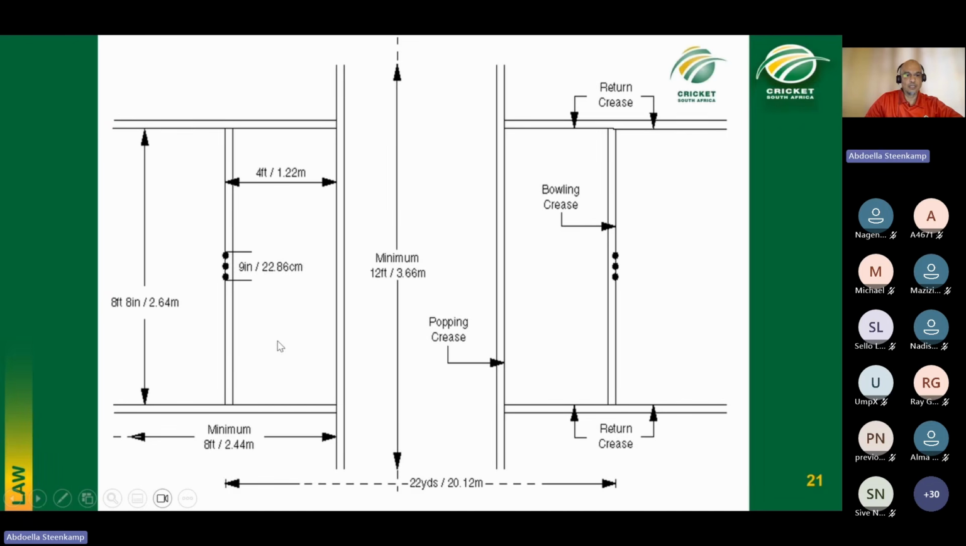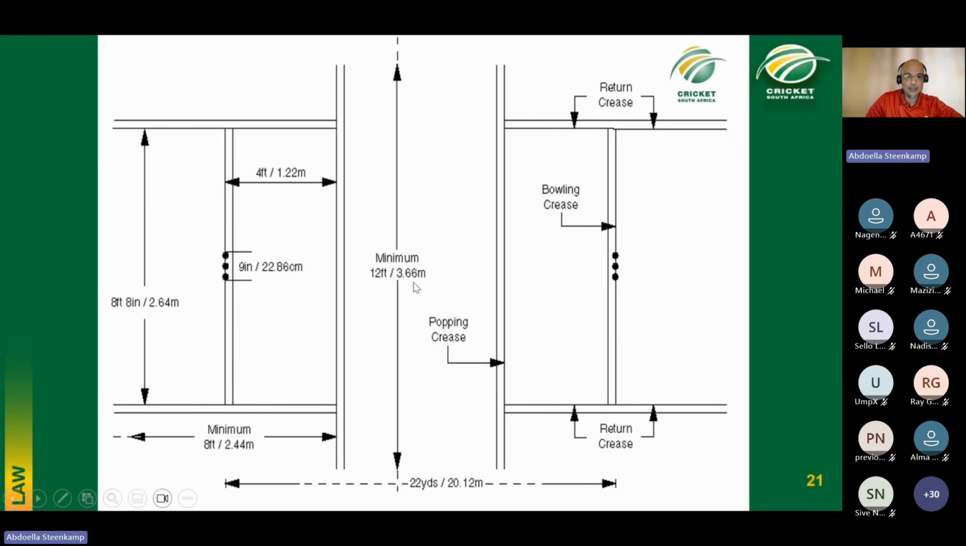Let's go on with the measurements of these creases. Let's start with the popping crease. There is a minimum measurement for the popping crease of 3.66 meters or 12 feet. I prefer to use the metric system. Tape measurements in South Africa, not sure about other countries, but I know in South Africa, tape measurements are in metric, in meters. So that's why I prefer to memorize the meters.